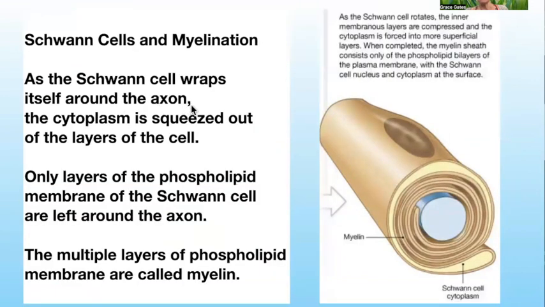And as the Schwann cell wraps itself around the axon, the cytoplasm is squeezed out of the layers of the cell, and only layers of the phospholipid membrane of the Schwann cell are left around the axon. So you end up with multiple layers of phospholipid membranes surrounding the axons, and these multiple layers of phospholipid membrane are called, as a structure, myelin.